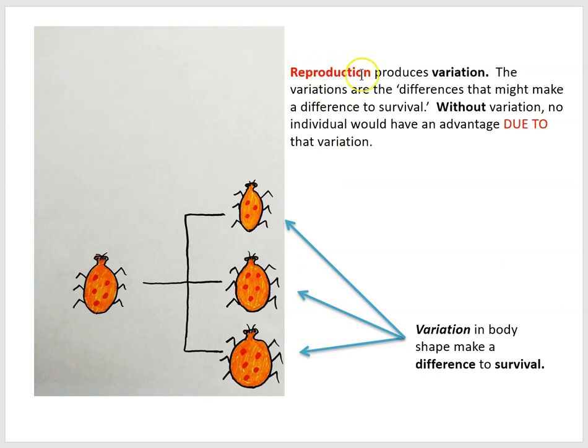It is reproduction that is producing this variation. The variations are the differences that might make a difference to survival. So it's important to note that without any variation, no individual would have an advantage due to that variation. So natural selection requires variation in a population.